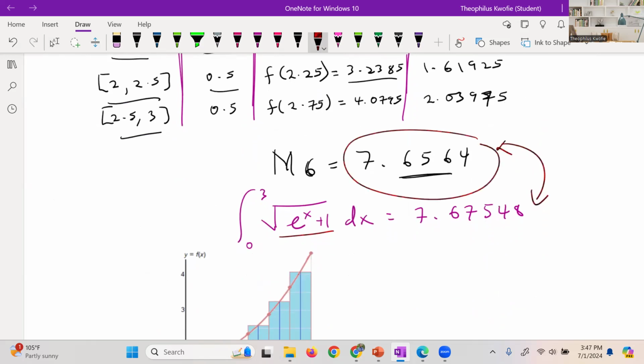Okay, and then when we compare it to the actual value of the definite integral, we had this. And you see, when you compare these two results, these are very close results, which shows that the midpoint rule helps to get a better approximation of the definite integral.